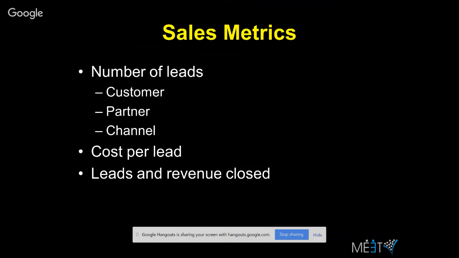But some ideas here are: how many leads were created, maybe the number of customers, the number of partner leads, the number of channel or distributor type leads were created. What was our cost per lead? And then how many leads and how much revenue was closed? So what was the ultimate result?